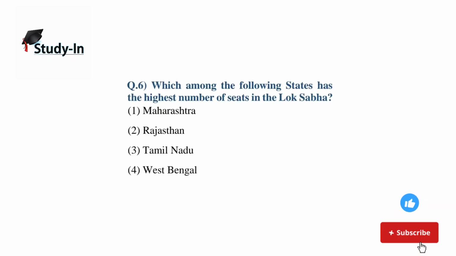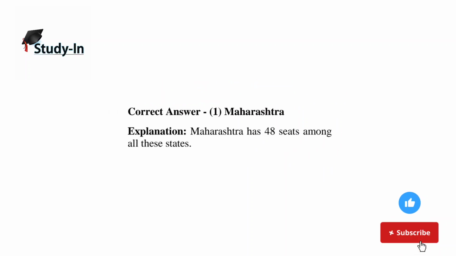Which among the following states has the highest number of seats in the Lok Sabha? Option 1 Maharashtra, Rajasthan, Tamil Nadu, West Bengal. The correct answer is Maharashtra. Maharashtra has 48 seats among all these states.